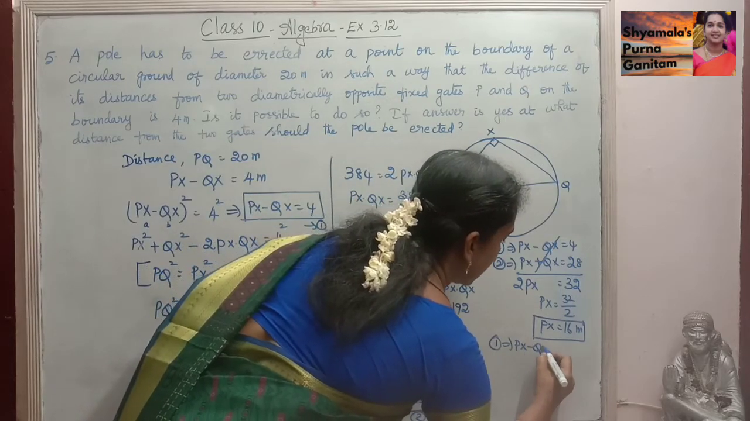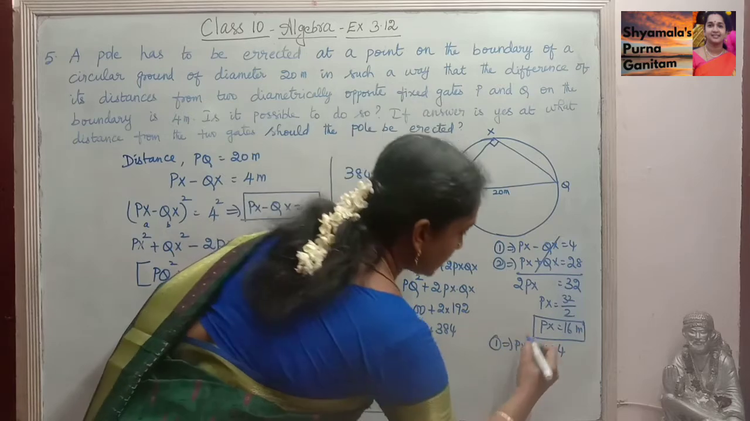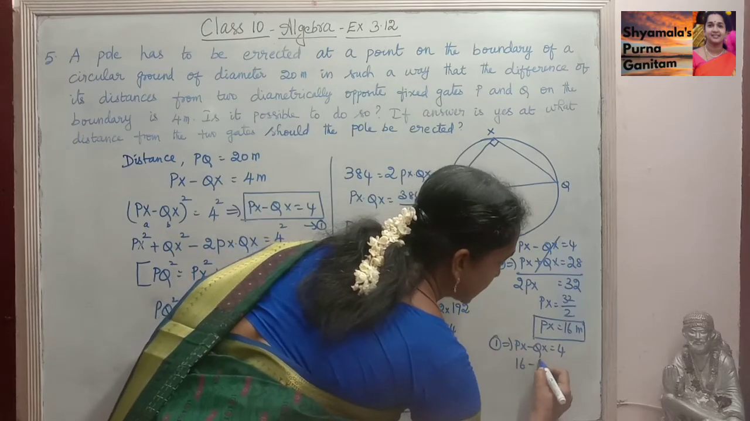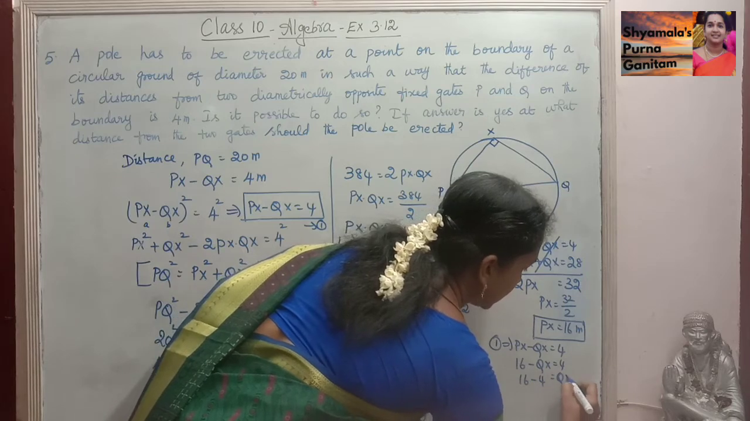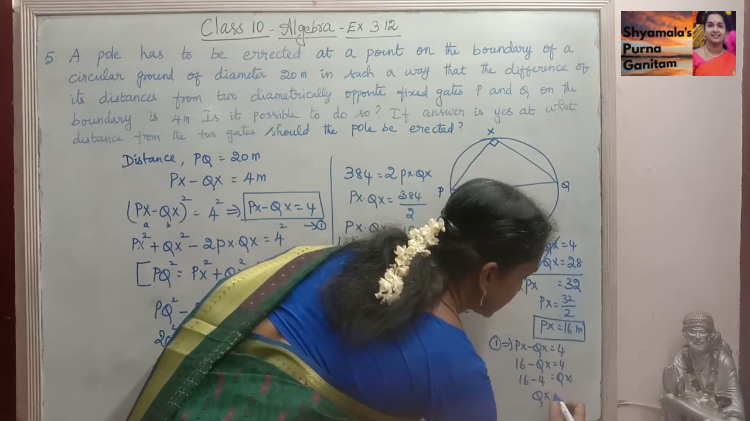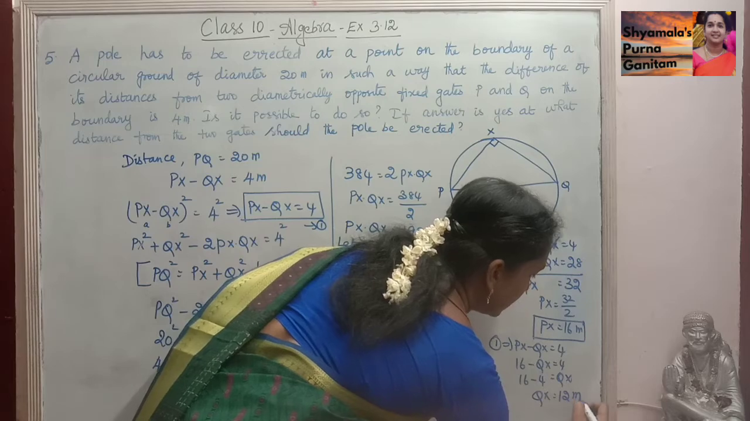Px minus qx is equal to 4. If we substitute 16 here, 16 minus qx is equal to 4. So 16 minus 4 is equal to qx. So qx is equal to 12 meter.